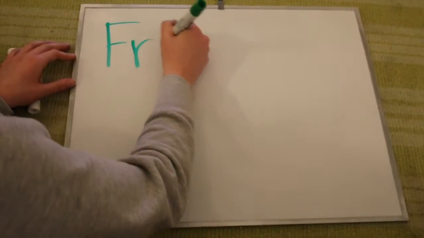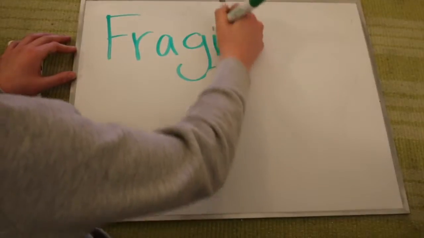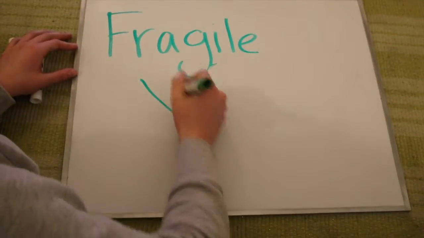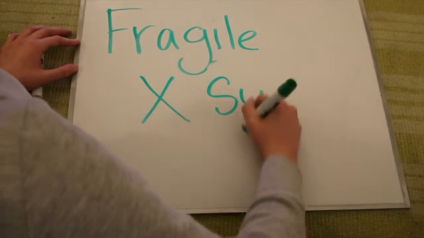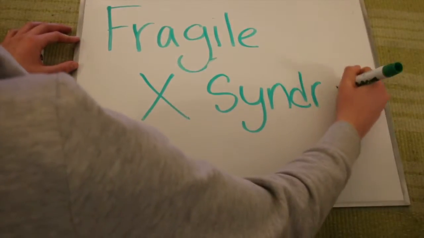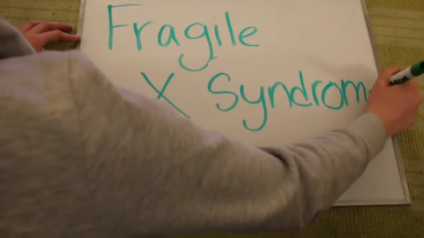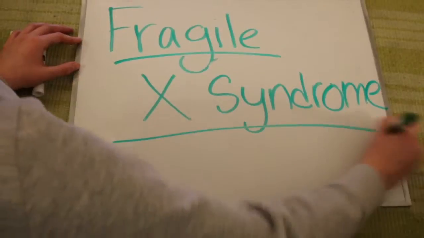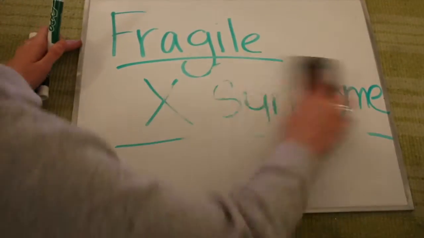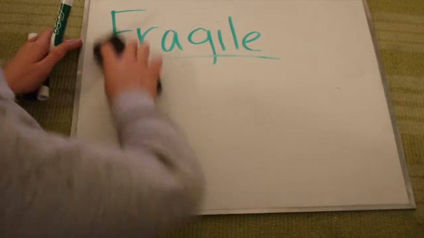Fragile X syndrome is an X-linked dominant condition that causes a range of developmental problems, including learning disabilities and cognitive impairment. Usually males are more severely affected by this disorder than females. Fragile X syndrome occurs in approximately 1 in 4,000 males and 1 in 8,000 females and is inherited in an X-linked dominant pattern.